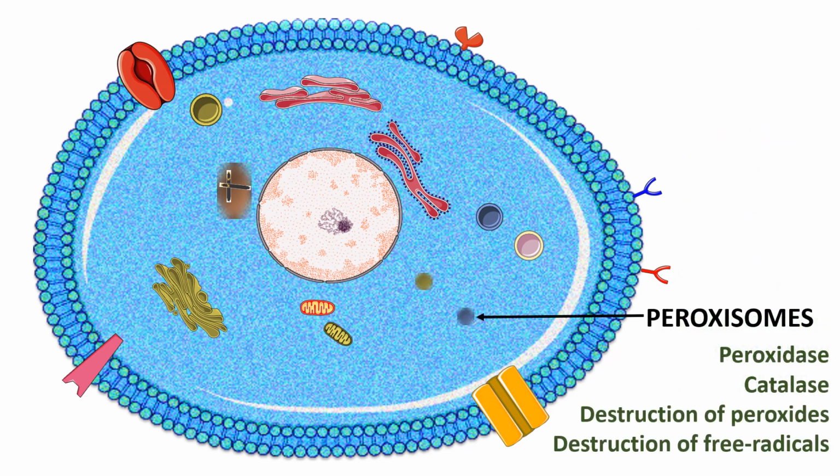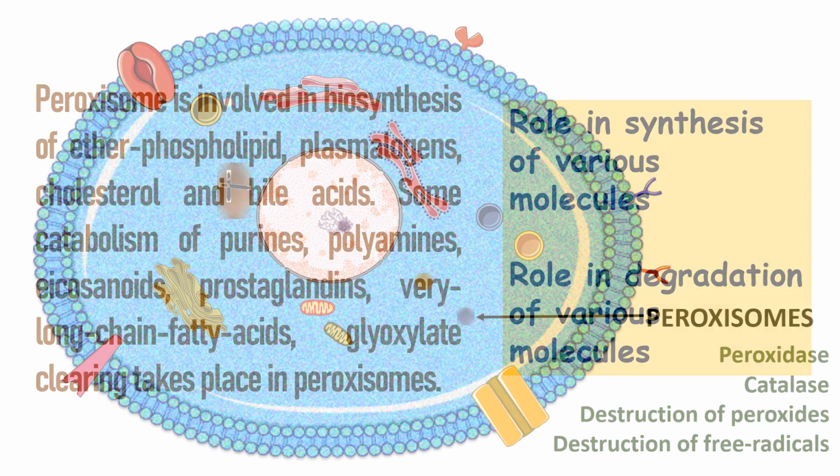Peroxisomes are organelles which are relatively more abundant in leukocytes and platelets. Peroxisomes contain the enzymes peroxidase and catalase. These enzymes can destroy unwanted peroxides and free radicals, which have deleterious effects.